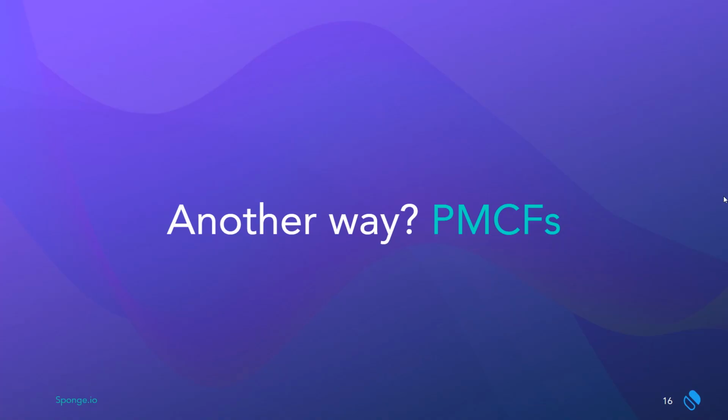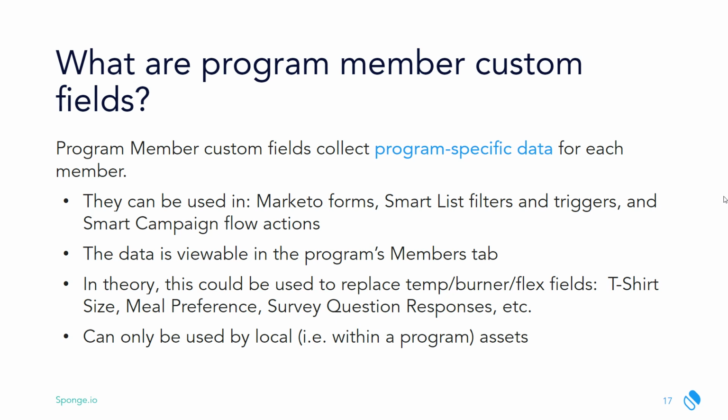So there is another way that you can do this. I'm going to switch gears a little bit to program member custom fields. This is something that Marketo introduced a few years ago. They are fields that can store program specific data for each member. So this can be used to replace these temp or burner fields where you don't necessarily need it on the record itself, but it is something that is relevant for a particular program. This might be something like dietary preferences or t-shirt size or something specific to an event that doesn't necessarily need to live with the prospect forever.